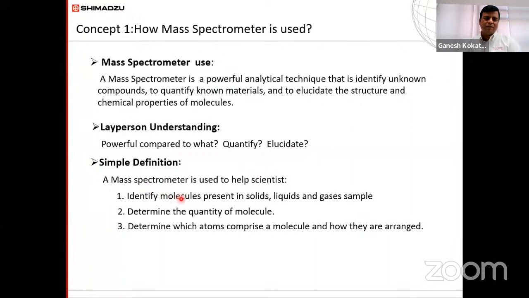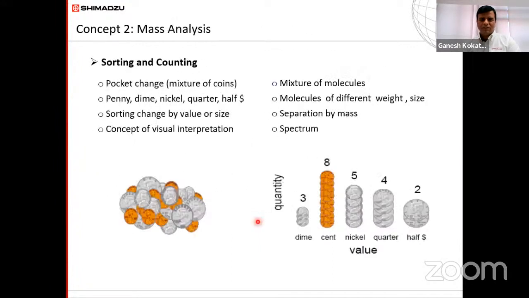Then a simple definition is, you must identify the molecule present in a solid, liquid, or gas sample. If it is a gas, obviously we need to use GCMS. To determine the quantity of a molecule, obviously we need to quantify if it is required. So quantification is one of the other very important tools when you are using LCMS, because qualitative analysis is not that difficult when you are just identifying the sample. But when I need to quantify how much compound is present in that particular matrix, then obviously MS will help you a lot. So this is the first concept.